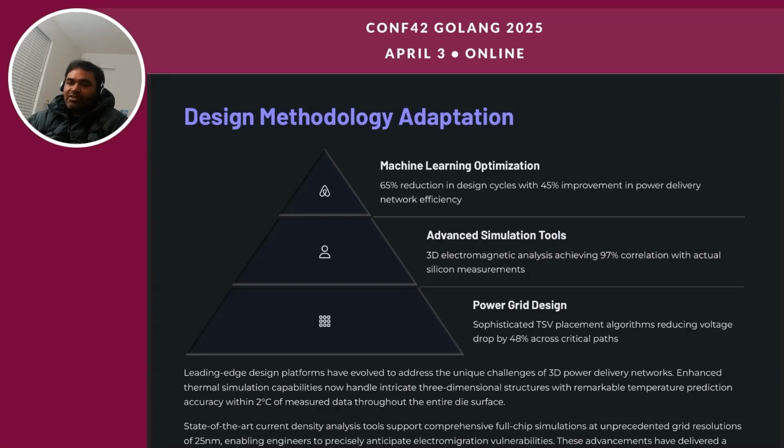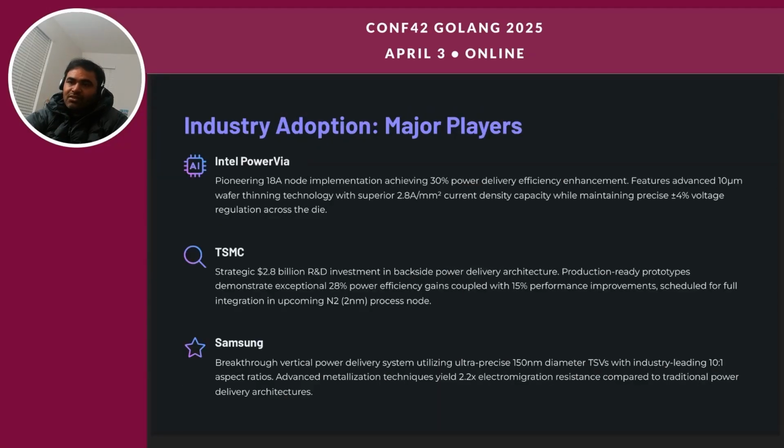So this will reduce the thermal dissipation and improve the current density across multiple designs. The runtime also, with the advanced tools, will see a 70% improvement. It will accelerate the time to market of the designs. So these are the major players currently adopting the backside power delivery.